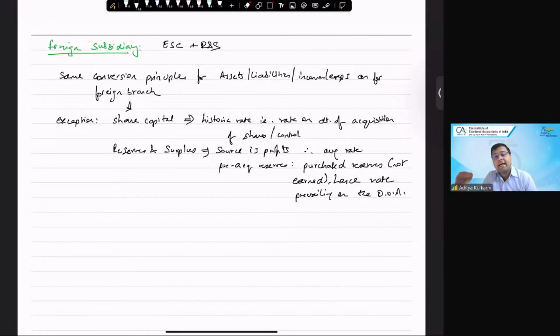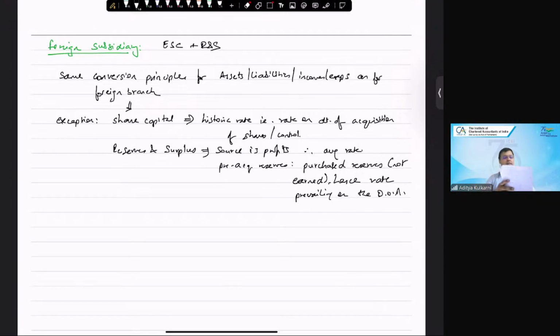After that also reserves build up. Yes, after date of acquisition reserves build up because you will run the subsidiary. Subsidiary will continue to make the profits. So tell me one thing, after the date of acquisition, whatever reserves are there, what rate are you going to use for that? Average rate. Average rate when I earn those profits. Is it okay? Yes.